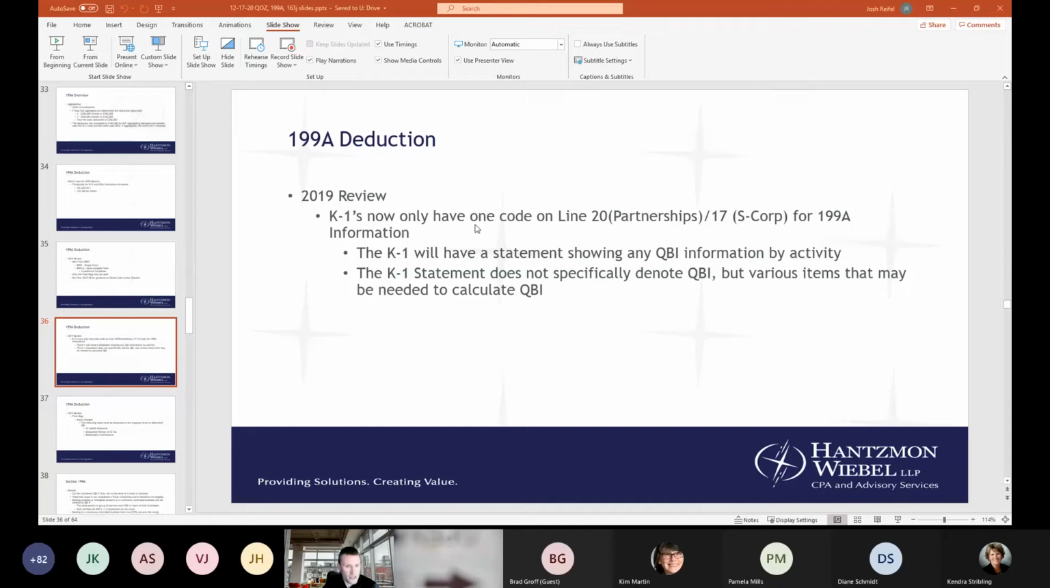Same as in 2019, 2020 will be the same. There's only one code on the K1s for 199A information. Everything you're going to need is in a statement further on through the K1. Back in 2018, there were different codes for each of the various items of QBI information. Now we only have the one.